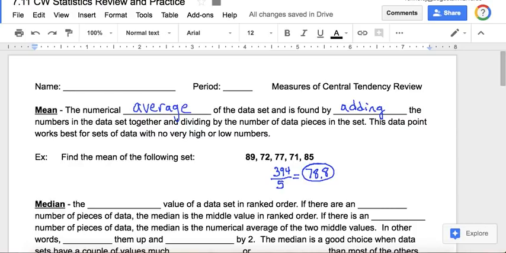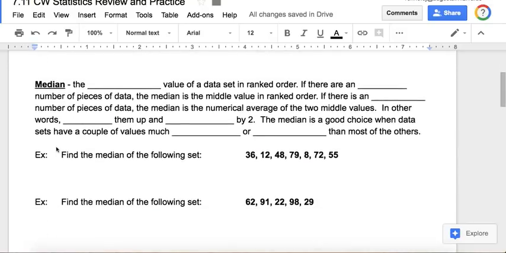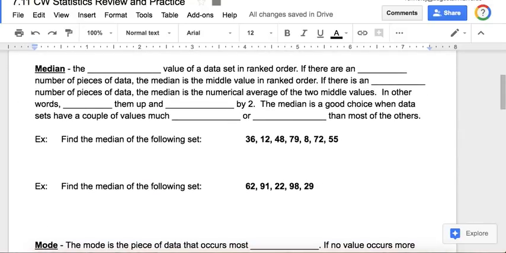Now let's move on to the median. So median, if you think of a median in the road, it's the middle. So it's the middle value of a data set in ranked order. That just means when you put them in order from least to greatest or greatest to least. If there are an odd number of pieces of data, the median is the middle value in ranked order. Okay, so it's the one in the middle if you put them in order from least to greatest or greatest to least.